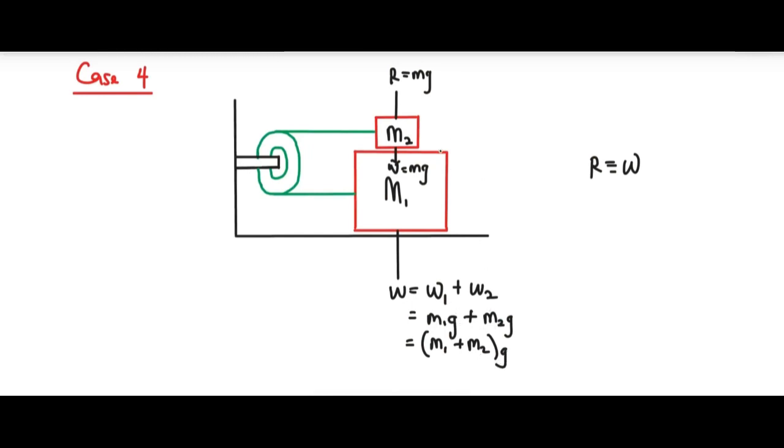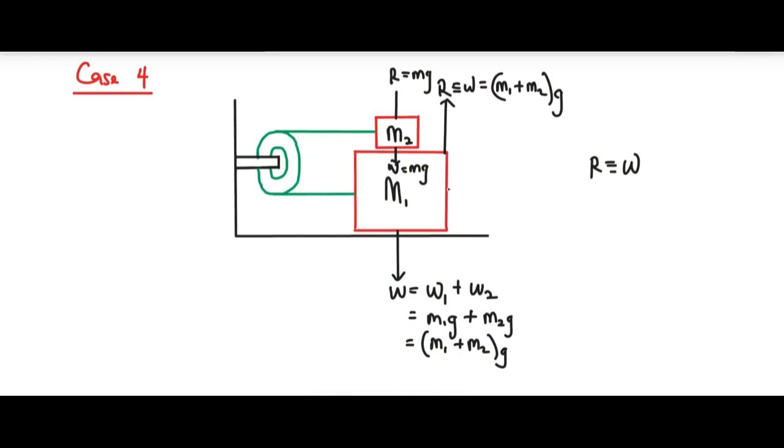Now what will happen to the normal reaction? The normal reaction would be R, and it is equivalent to W, because it is the normal reaction for both. But I don't want to put it here, that's why I'm having it here. So it is equal to (M1 plus M2) times g. This is what we have for the forces acting upwards or downwards.